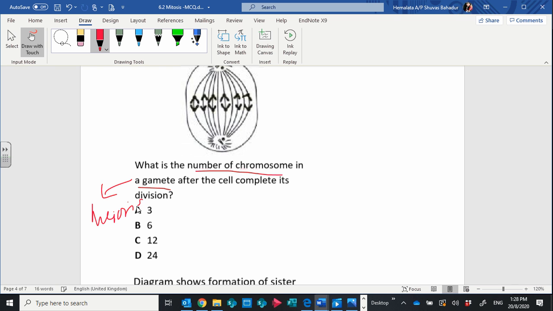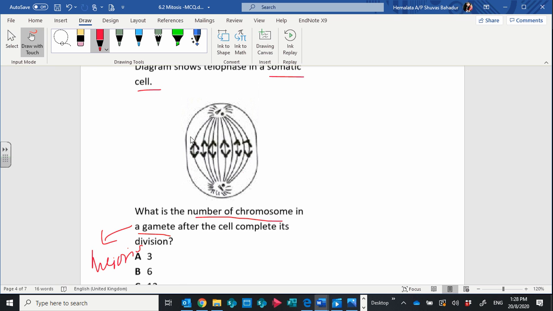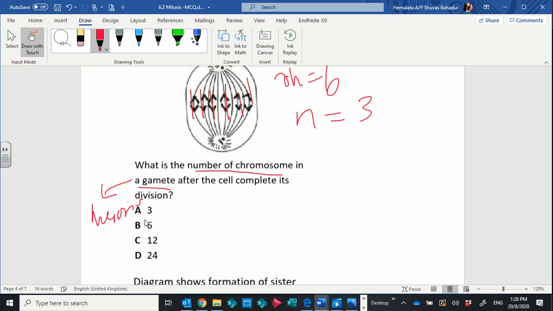Now, very simple. Look at the number of chromosomes over here. 1, 2, 3, 4, 5, and 6. So 2n equals 6. Which means if meiosis, you just have to take n, you divide by 2, you get 3. The answer is 3.